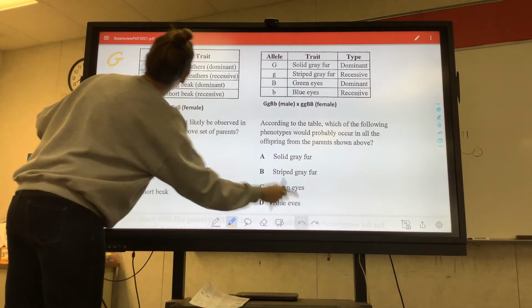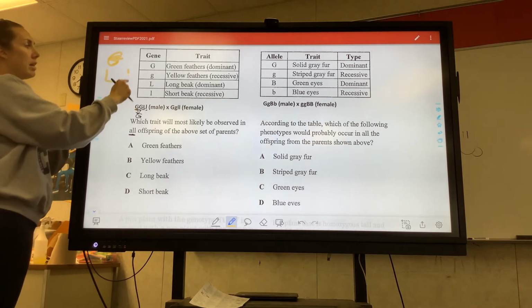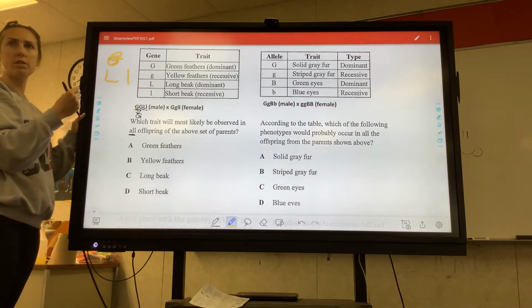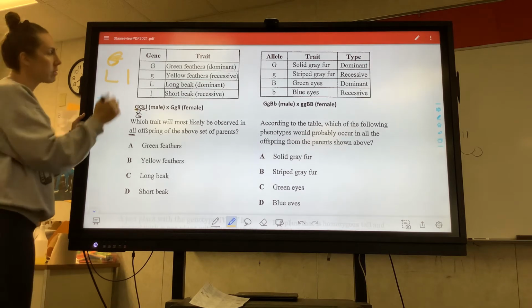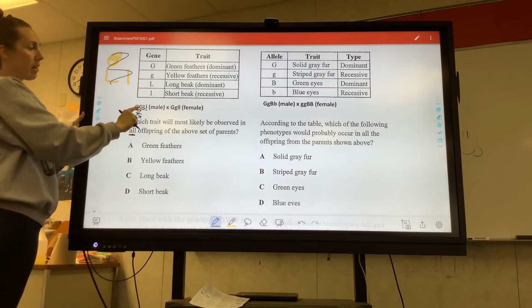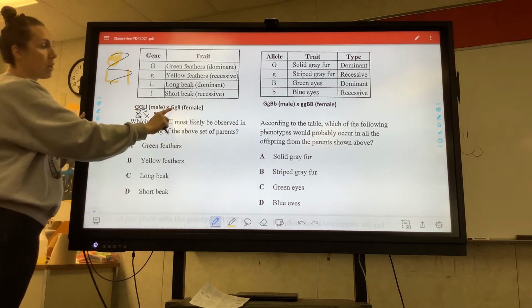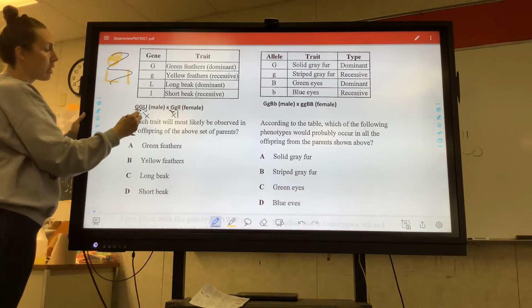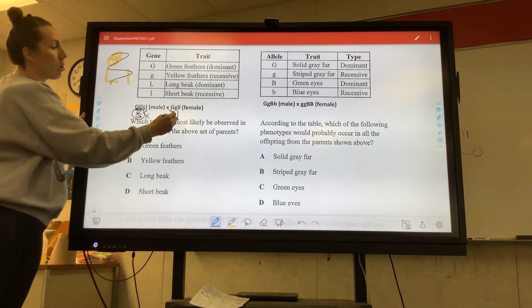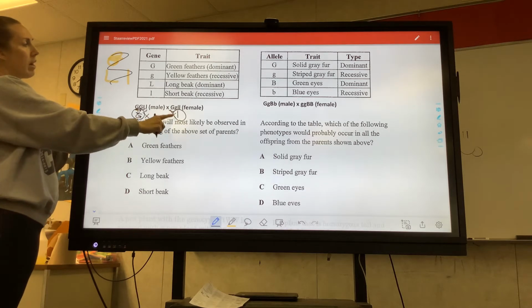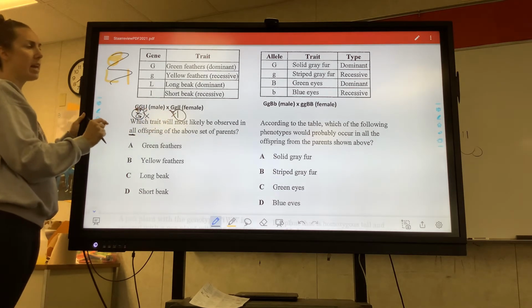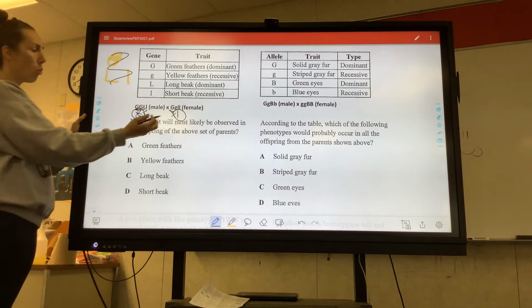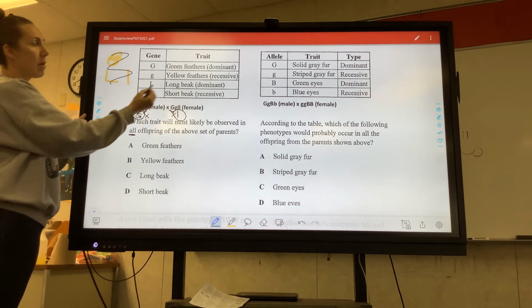If it's a big L and a little L, do we know for 100% certainty which one we're going to get? No. Okay, so do we know which G we're going to get? Yes. Do we know which L we're going to get? No. Now, so we know we're going to get a big G. We know we're going to get a little L. Now, little L means short beak. Do we know that it's definitely going to be short beak? What if this parent gives the big L and now we're long beak?